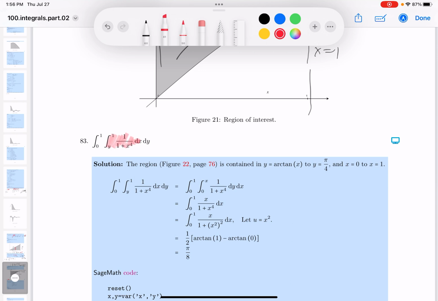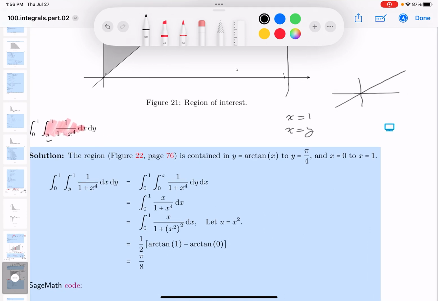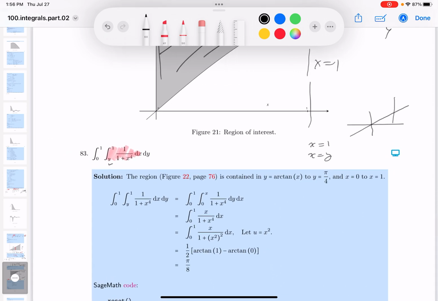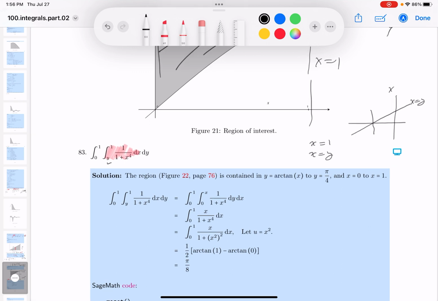Instead of doing x first, I'll do y first. Might make it easier for me. So the first thing I do is talk about the lower limit for x, and that would be, I'm sorry, x equals y. That's right here. The upper limit is going to be x equals 1. I'm going to draw a picture of that. We'll look at a better picture later, by the way. x equals y looks like this. x equals 1, whoops, sorry about that, x equals 1 looks like this. Maybe we should write that down: x equals y, x equals 1.